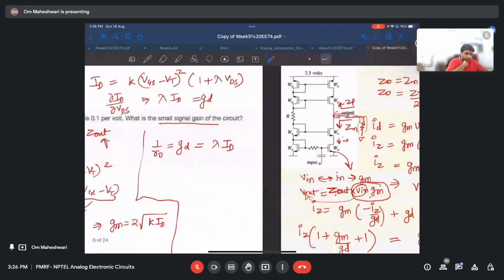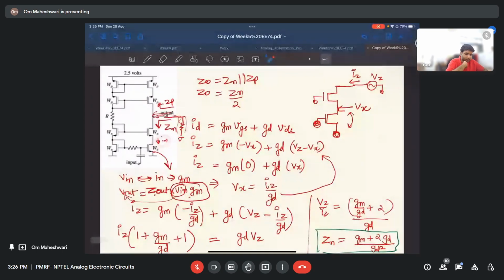And once it is converted into this current, then we are only concerned with how this current is reaching the output, like what is the resistance path for this current to go to the output.